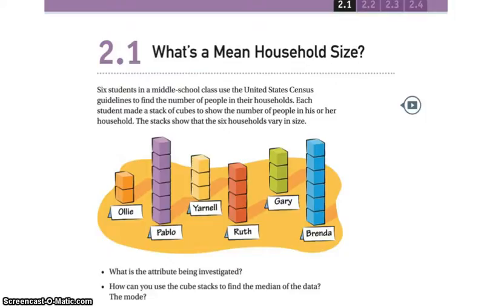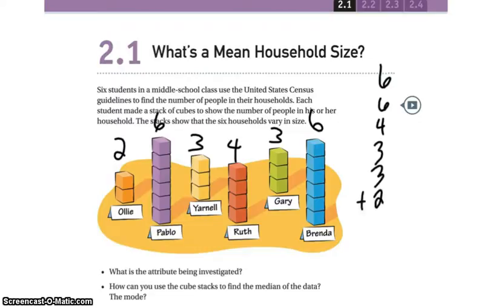And we're simply going to count up and get a total for the number of people in the house. So there's 2 for Ollie, 6 for Pablo, 3 for Yarnell, 4 for Ruth, 3 for Gary, and 6 for Brenda. All right, and then we need to find their total. So when we find the mean for this group, we need to find the total. So I'm going to list them in order. 6 plus 6 plus 4, 3, 3, and 2. We're going to add those up.